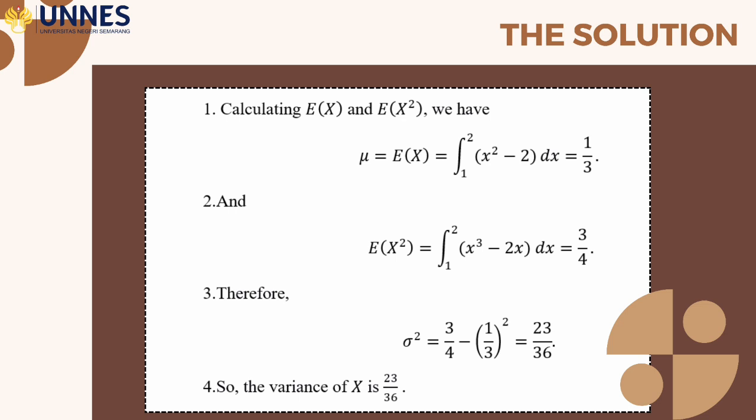And the solution is calculating E[X] and E[X squared]. We have mu equal to E[X] equal to the integral from 1 to 2 of x squared minus 2 dx, equal to 1/3, and E[X squared] equal to the integral from 1 to 2 of x to the power 3 minus 2x dx, equal to 3/4. Therefore, sigma squared equals 3/4 minus (1/3) squared, equal to 23/36. So the variance of X is 23/36.